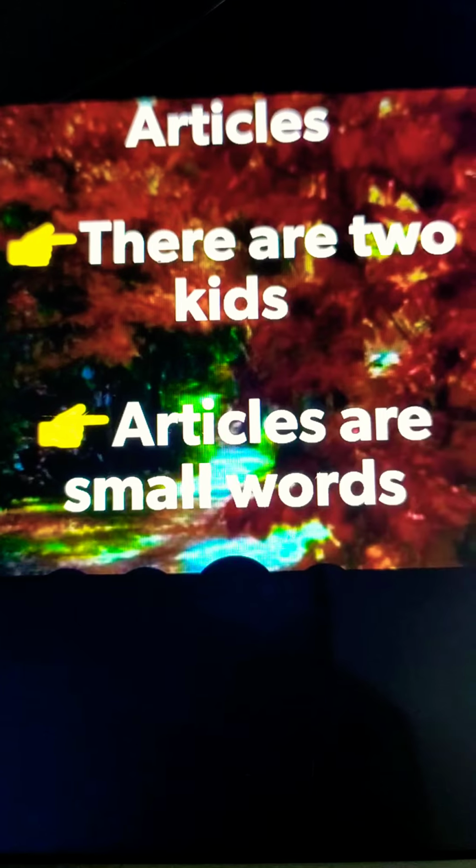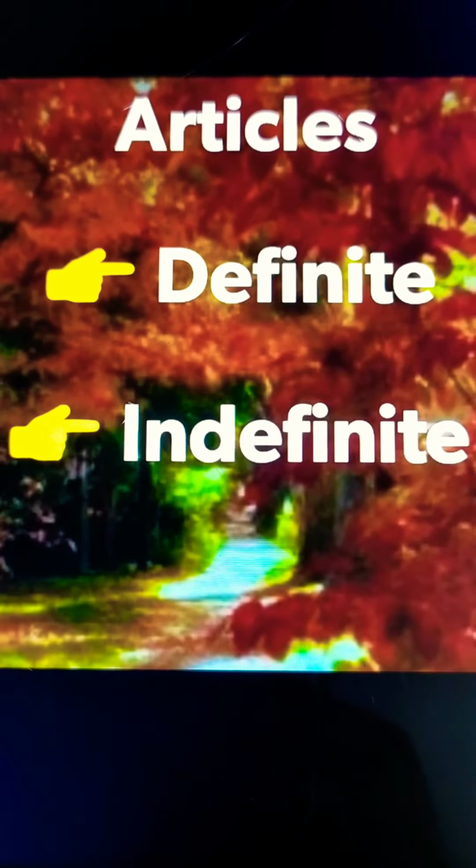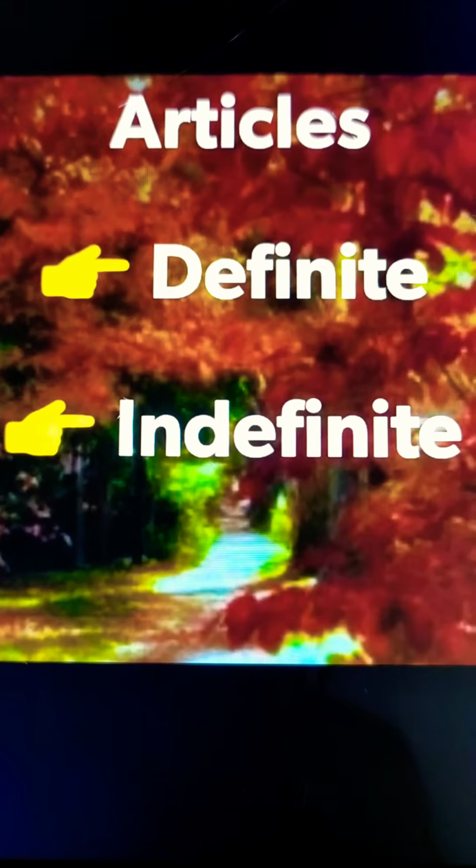Today our topic is articles. Articles. There are two kinds. Articles are small words. The first type is definite and the second is indefinite. First, let us discuss definite: the.